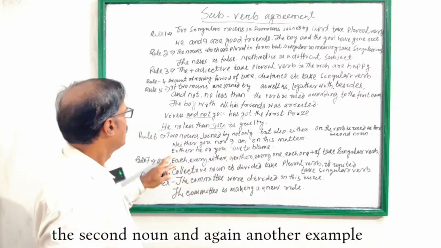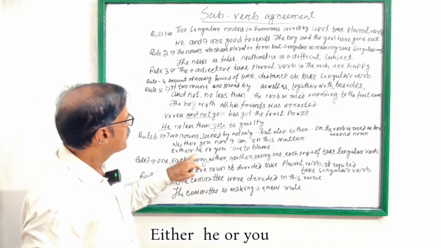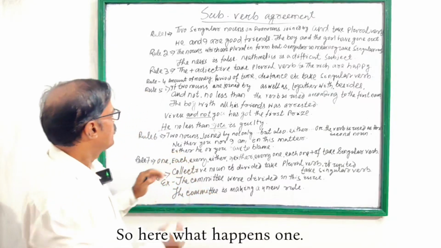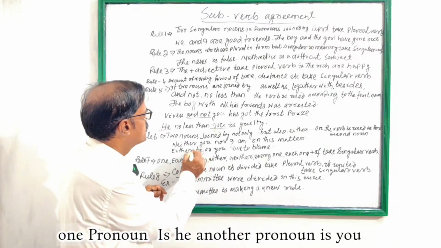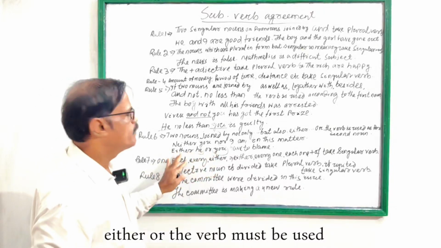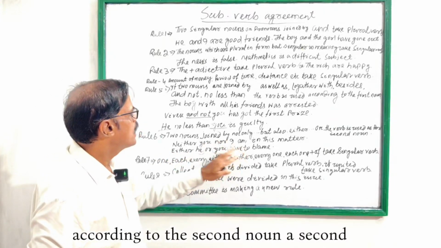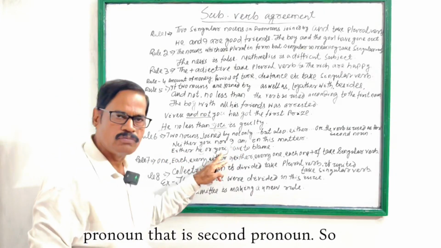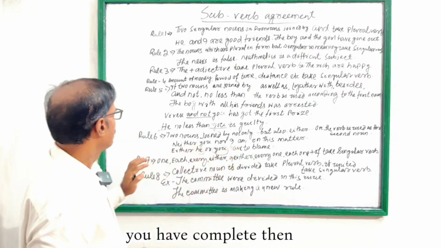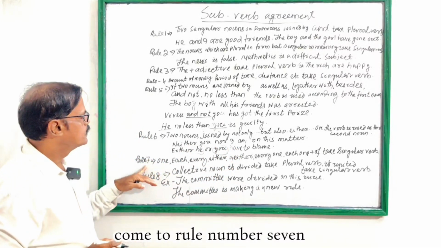And again, another example: either he or you have to blame. So here, one pronoun is 'he', another pronoun is 'you'. These two pronouns are joined by 'either or'. The verb must be used according to the second noun or second pronoun. That is the second pronoun, so 'you have'. Complete. Then come to rule number 7.